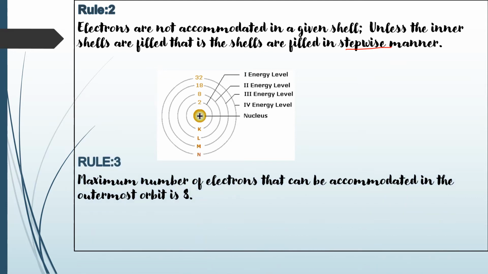And the third rule is that the maximum number of electrons that can be accommodated in the outermost orbit is 8.